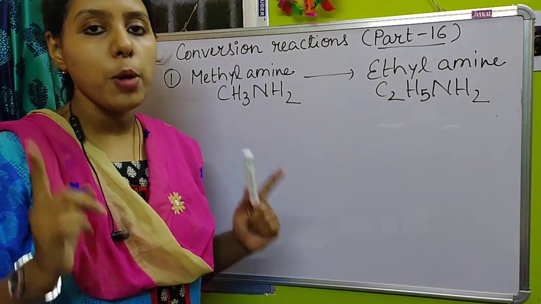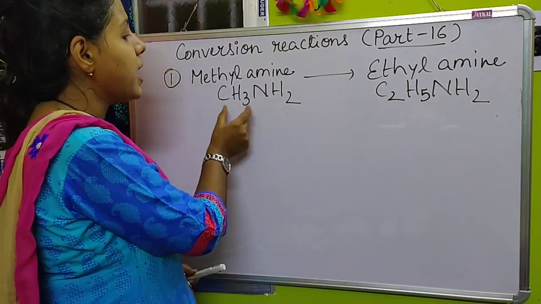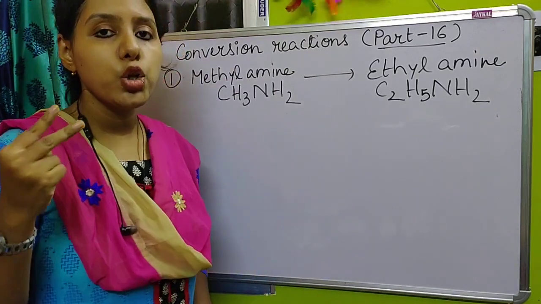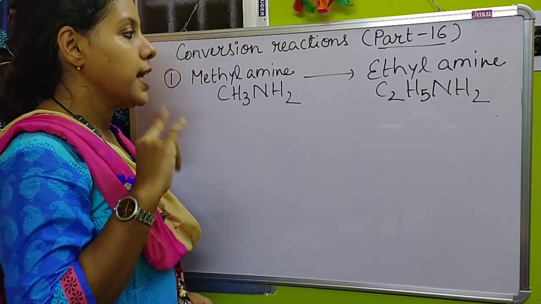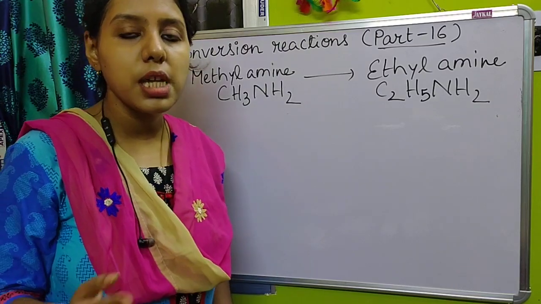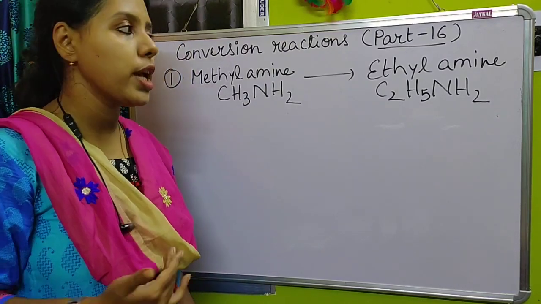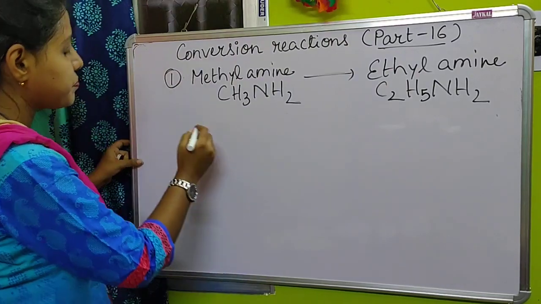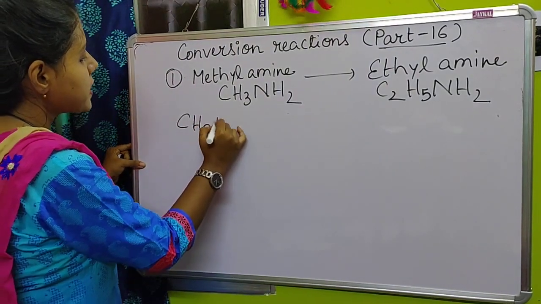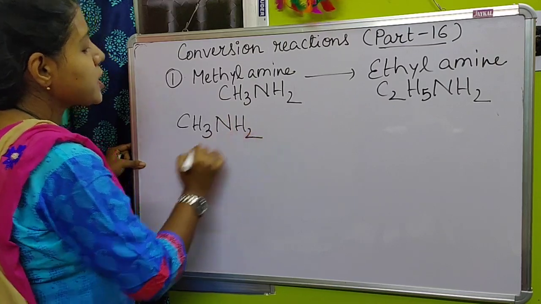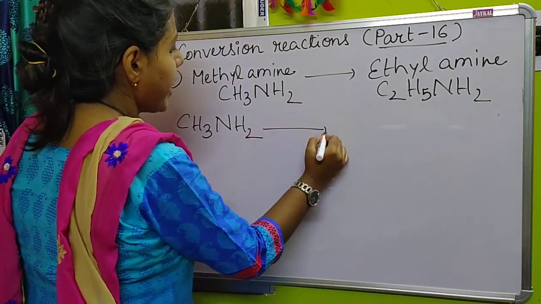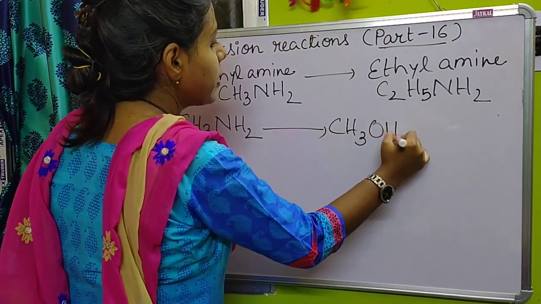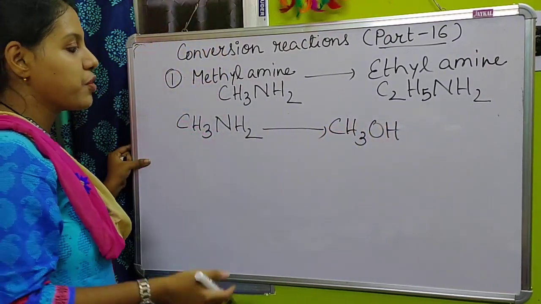First you have to observe carefully that in methyl there is only one carbon and in ethyl there are two carbons. So in this process we have to increase the number of carbons. How could we step up a reaction? Just see here. CH3NH2, first we will convert it into an alcohol, because then it will be easy to increase the carbon.